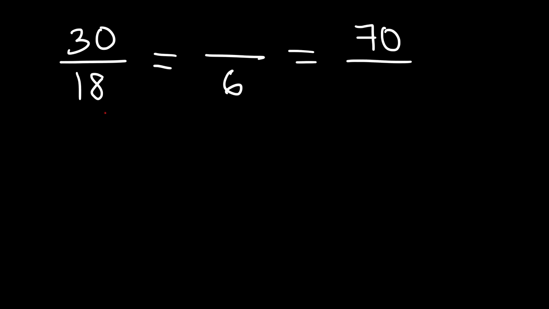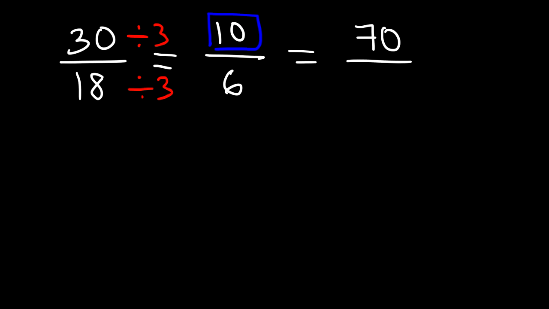So how can we go from 18 to 6? What do we need to do? Well, we need to divide. 18 divided by 3 is 6. So then we need to divide the 30 by 3. 30 divided by 3 is 10. So we get the middle number, which is 10.